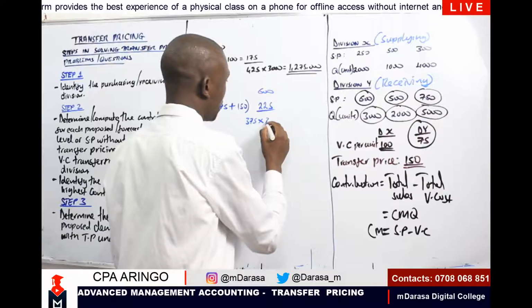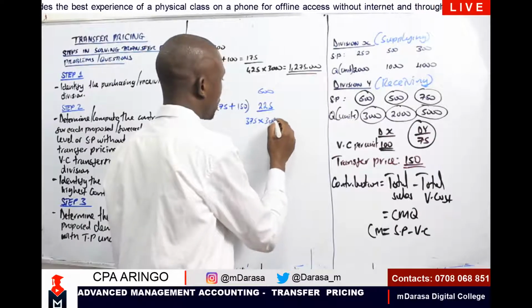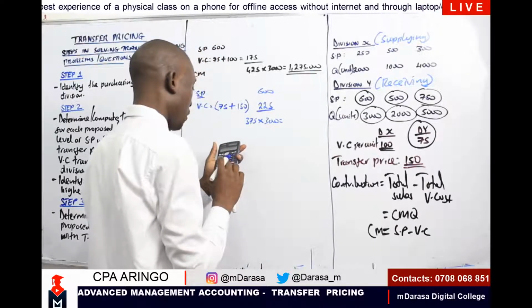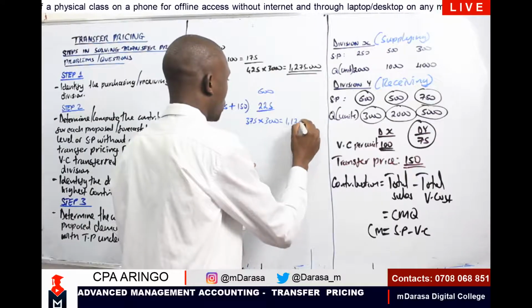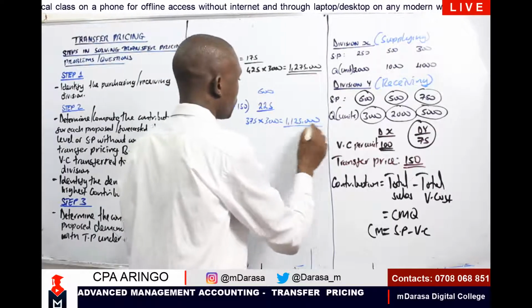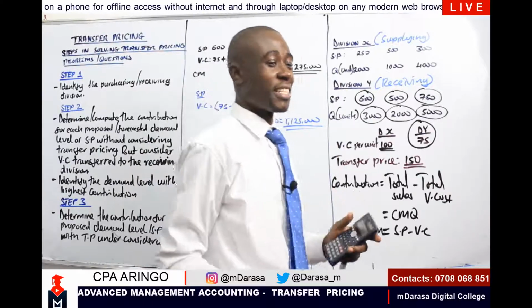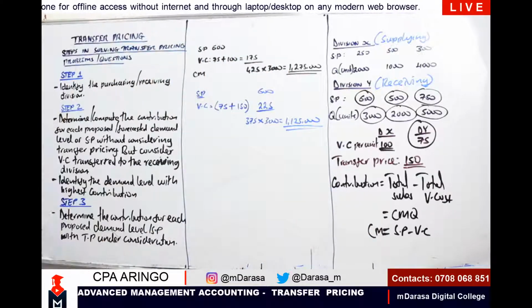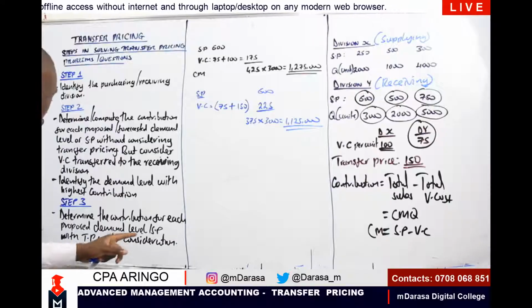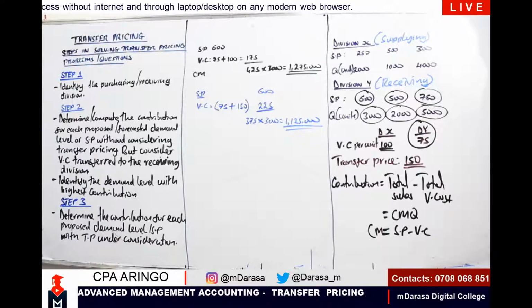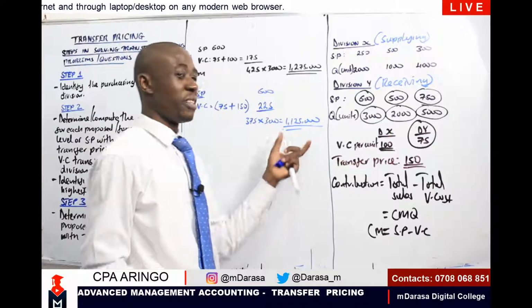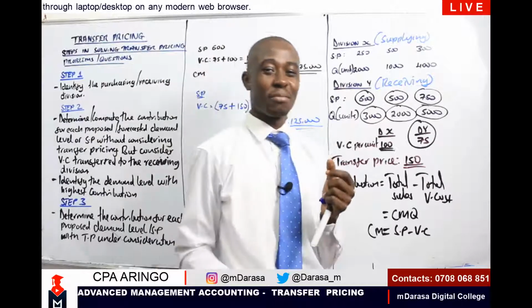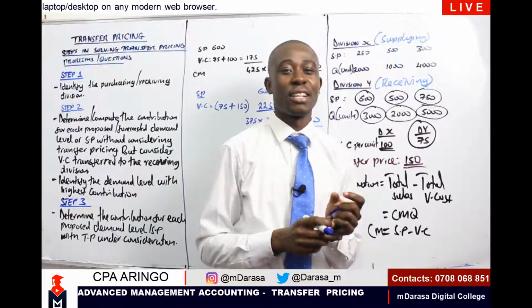We multiply by the demand level of 3,000. So I should be multiplying by 3,000 to give us 1,125,000. So this is the third step that we're talking about here. Determine the contribution for each proposed demand level or selling price with transfer pricing under consideration. And ideally, this is a concept.